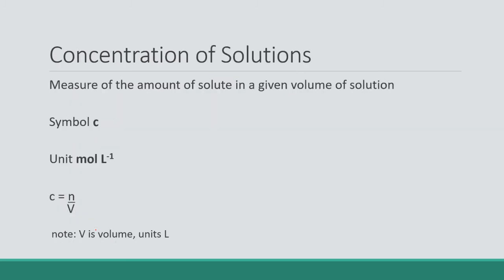We can also relate this to the concentration of solution. Concentration is related to the number of particles per unit volume. So now we have a unit for number of particles, we've got moles, divided by the unit volume. We always do volume in liters. So concentration is C, and the unit is moles per liter. We're talking about particles per unit volume.